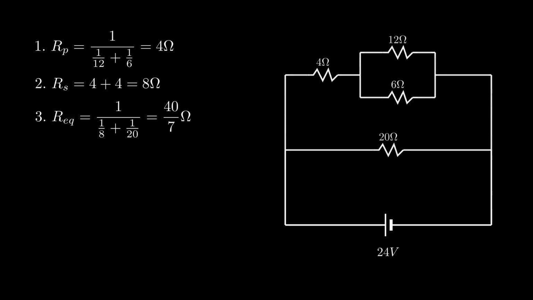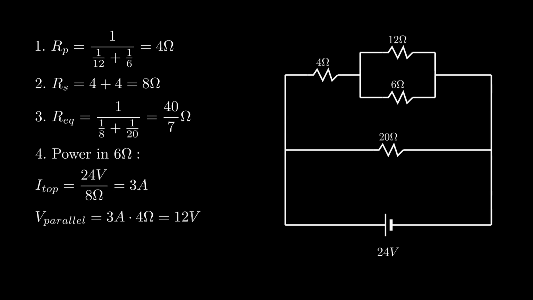The top branch of resistance 8 ohms is connected directly across the terminals of the battery, so it gets the full 24 volts. Hence, the current here is 3 amps. For the individual resistances, the initial parallel pair had resistance 4 ohms, which leads to a voltage 12 volts. Since the 6 ohm resistor is in parallel, it experiences the full 12 volt drop. Since P equals V squared over R, we end up with a power of 24 watts.